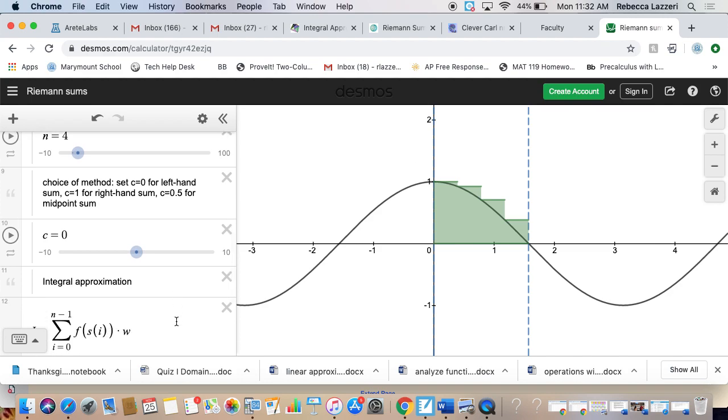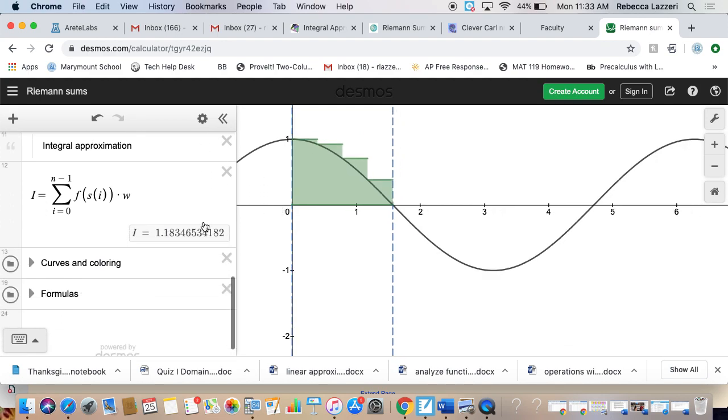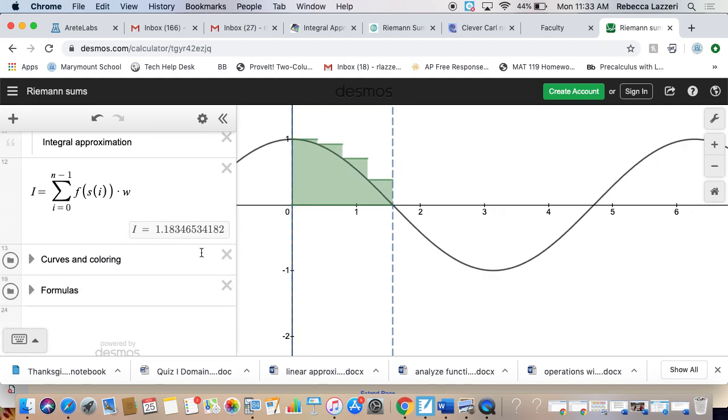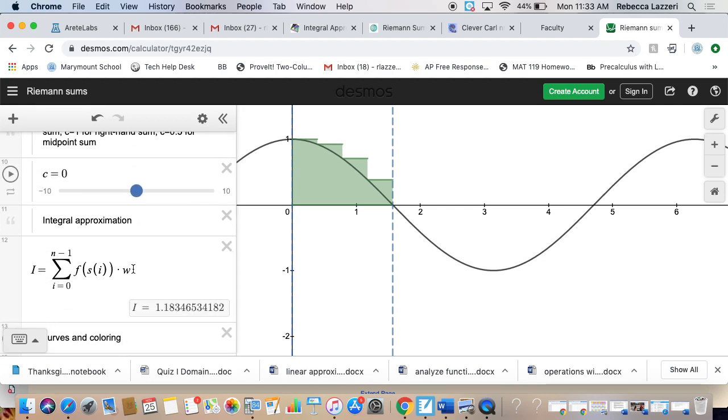Okay, girls, look up here. C equals 0 is the left-hand sum. That's a left-hand sum. And the other calculators I liked a little better because they actually give you the sum. Did y'all get 1.183? Look at your homework or the answer. 1.183. All right, now, and by the way, Caroline, this is what you saw.